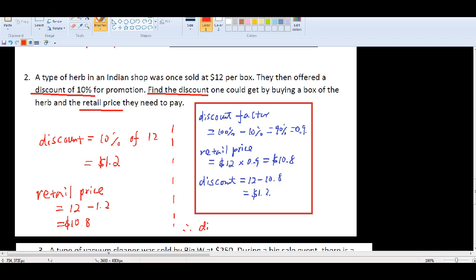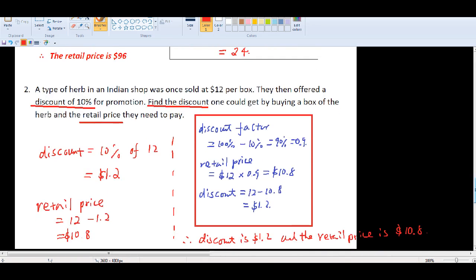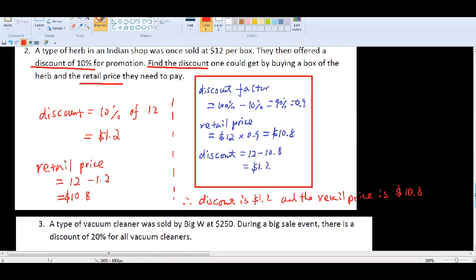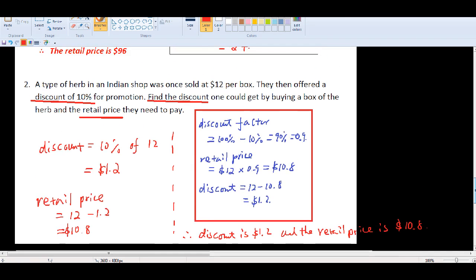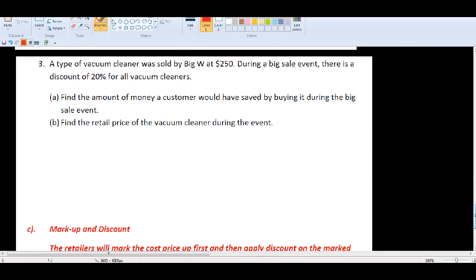So the discount is $1.2, and the retail price is $10.8. That's it. All right. So that makes sense, hopefully. Right.